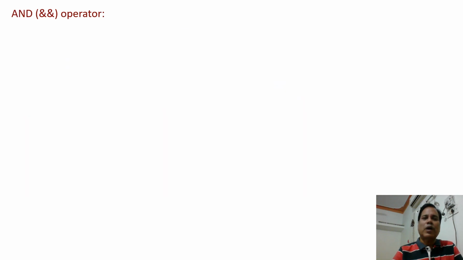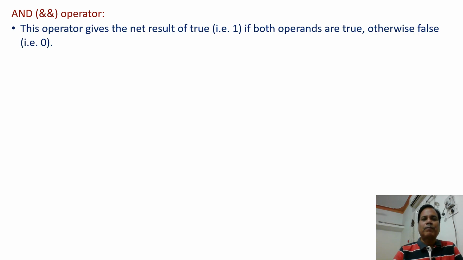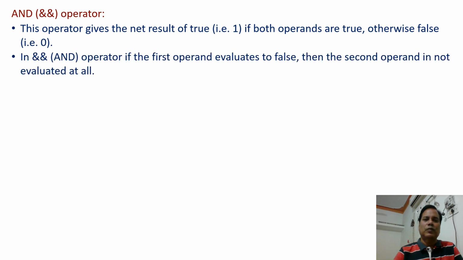AND operator. So the AND operator is indicated by the double ampersand sign. This operator gives the net result of true if both operands are true, otherwise false, that is 0. In the AND operator, if the first operand evaluates to false, then the second operand is not evaluated at all.